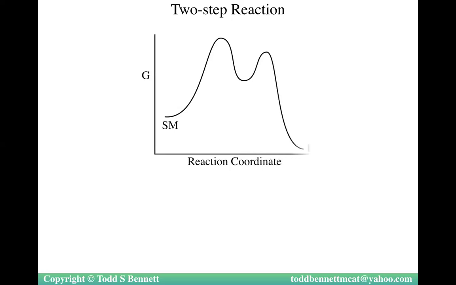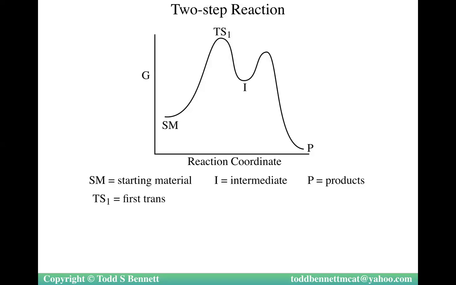Okay, if it's a two-step reaction, that's going to be a little bit different. Now we will have an intermediate. So notice it looks very similar. You have starting materials and products, just like you did before. But now you have a transition state, and it goes to form some intermediate, and then you have a second transition state. So transition state 1, transition state 2.